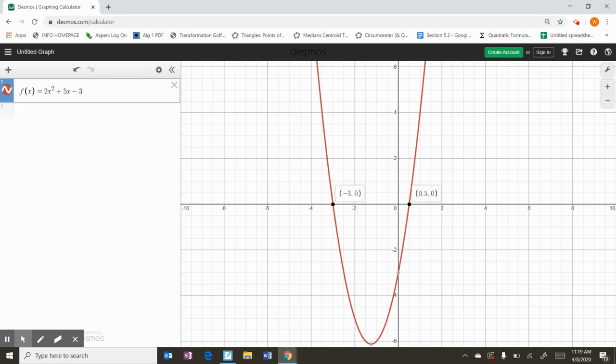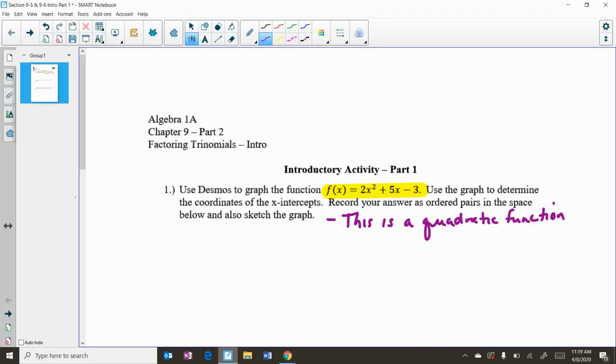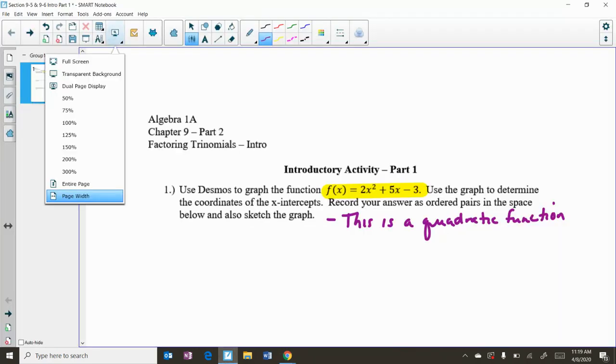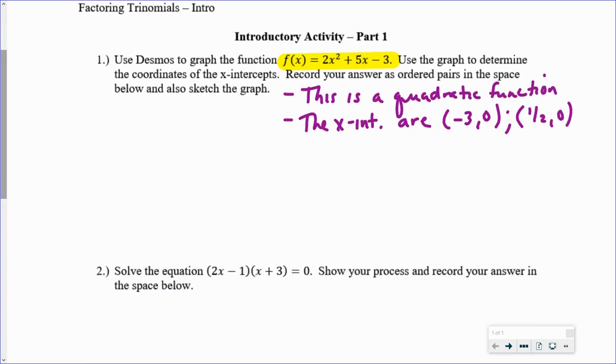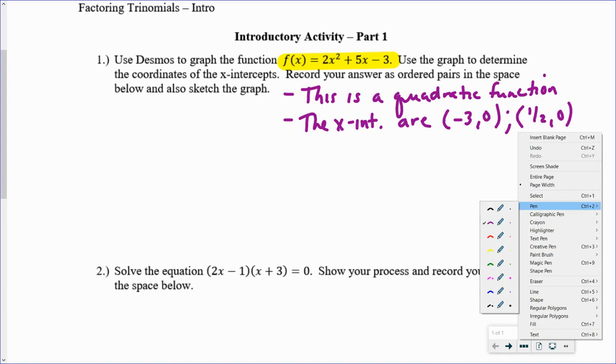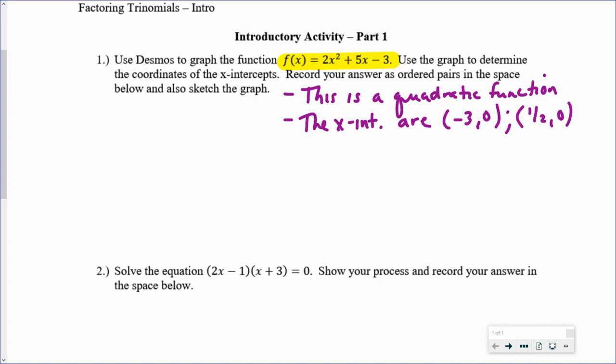So what we're going to do is go back to our notes, and we're going to record that. So the x-intercepts are (-3, 0) and (1/2, 0). Now, we were also asked to sketch a graph of the function. So we'll do that over on the left-hand side here.